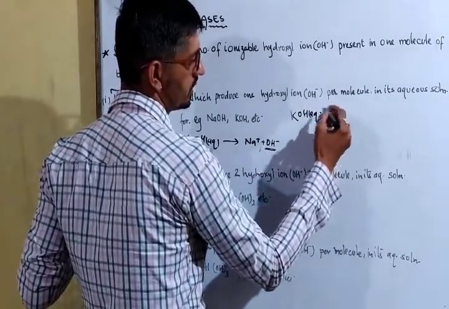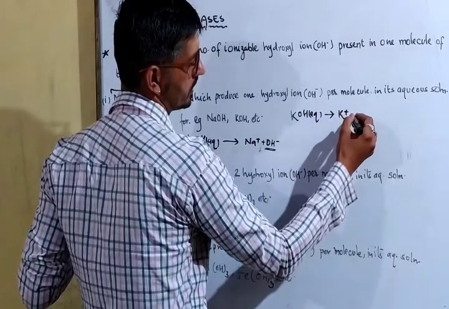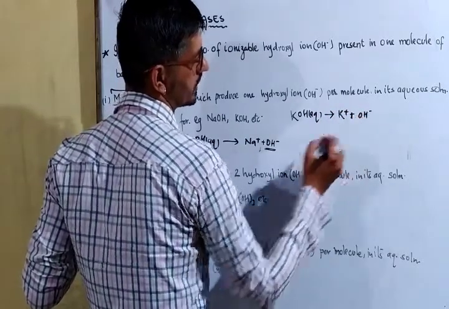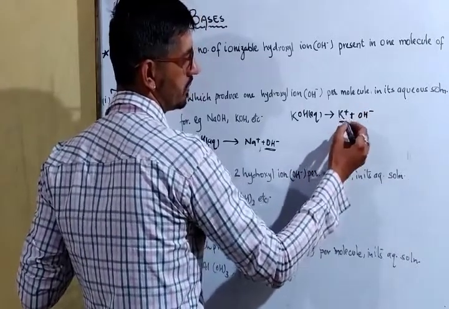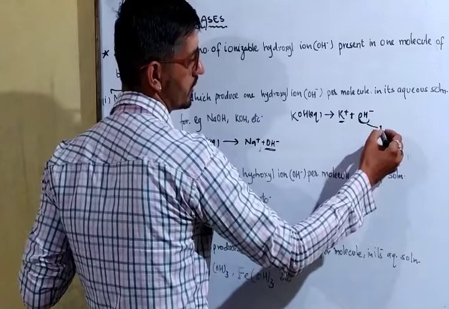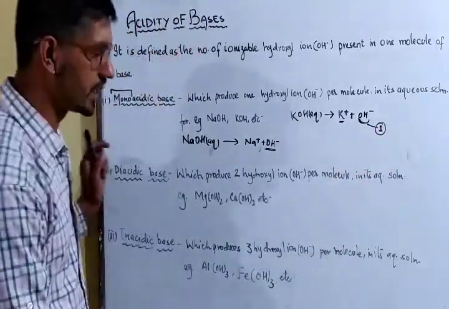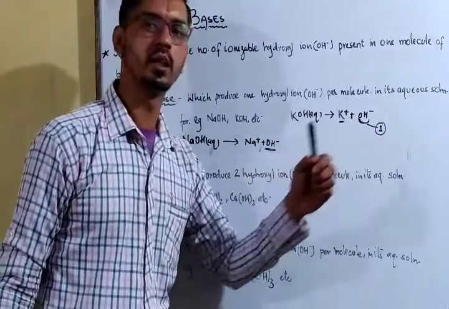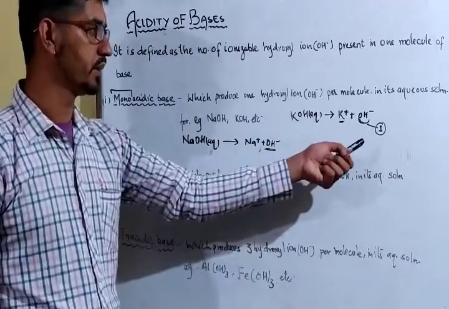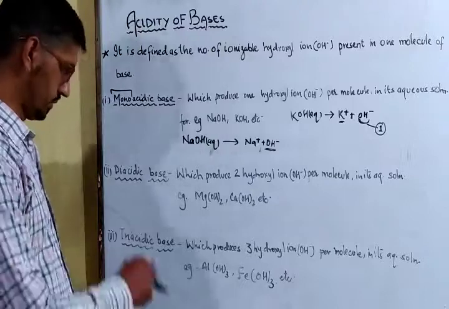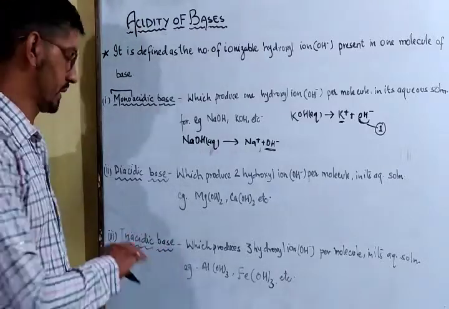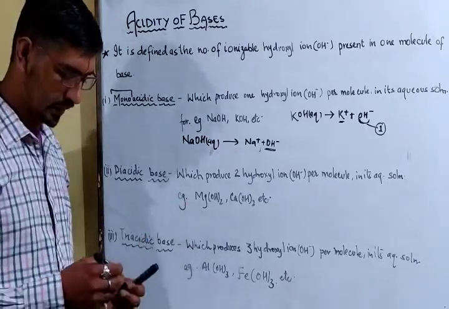Okay, let's suppose KOH is there in its aqueous solution. What will it form? It will form potassium ion plus OH ion. Since it is producing only one hydroxyl ion, the acidity of KOH is 1 and it will be known as monoacidic.